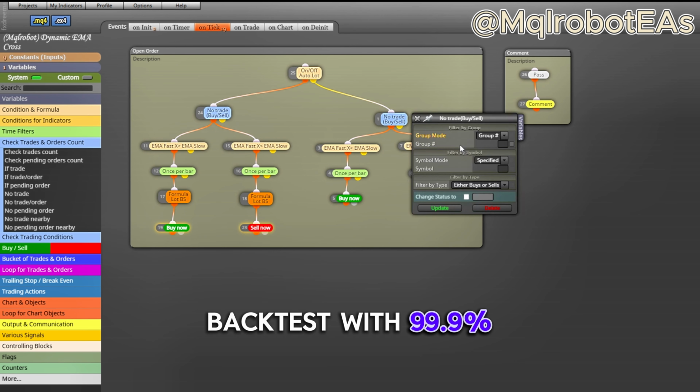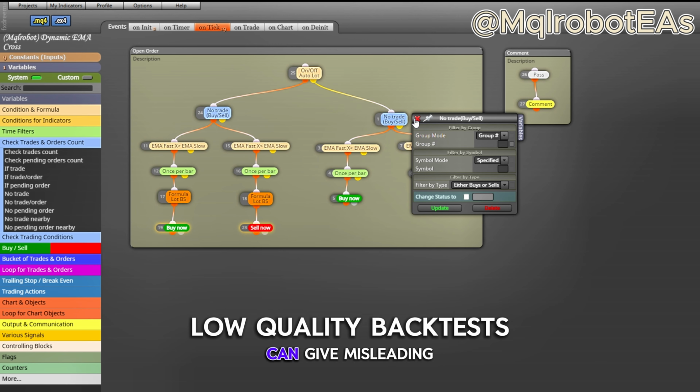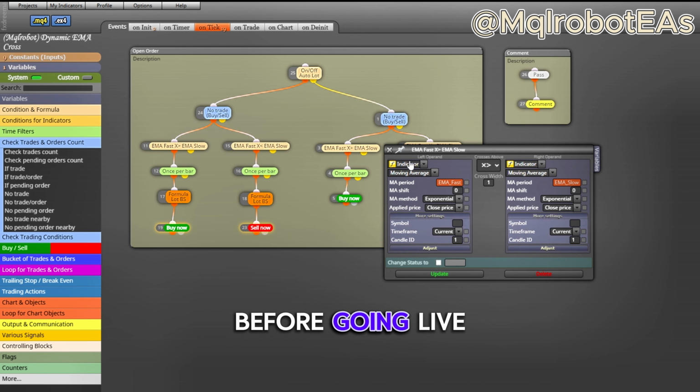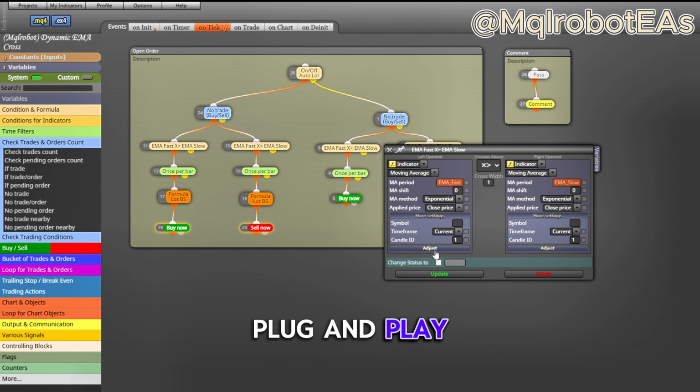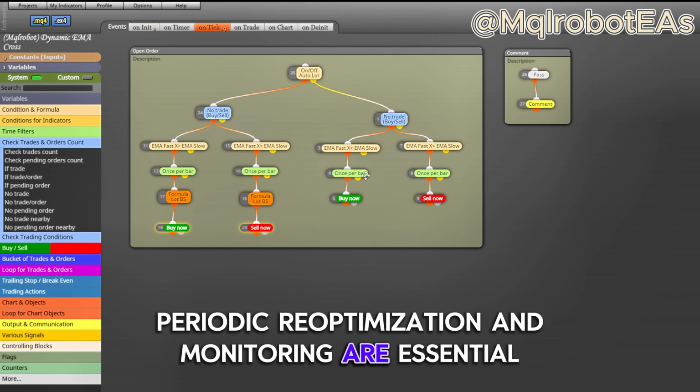Backtest with 99.9% tick data. This is critical. Low-quality backtests can give misleading results. Use real tick data to verify performance before going live. No EA is plug and play. Market conditions change, so periodic re-optimization and monitoring are essential.